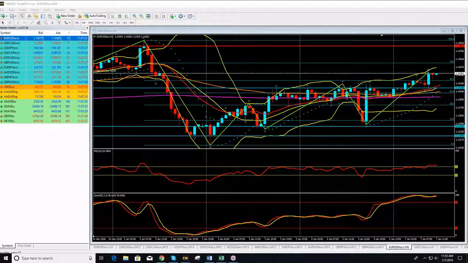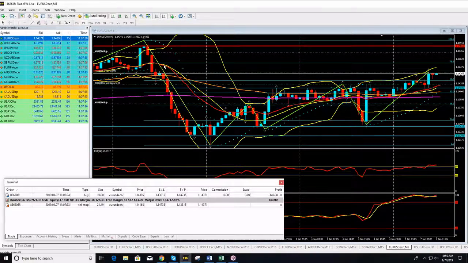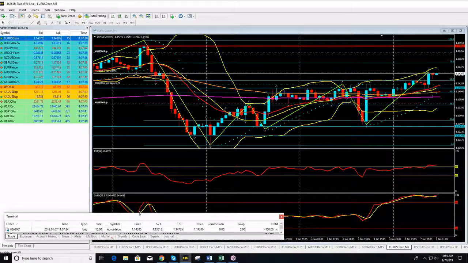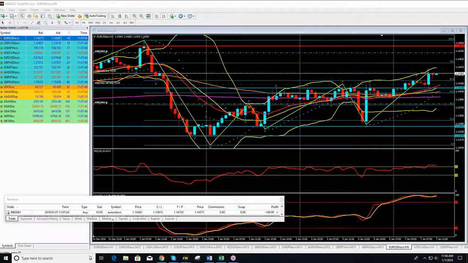So HS, long euro USD at, let me see the chart. Okay, we have entered the long position on euro USD, guys. There it is, as you can see here. So we are long euro USD at 1.14385, stop loss 1.13815, and TP 1.14735. That's the first trade for the day.